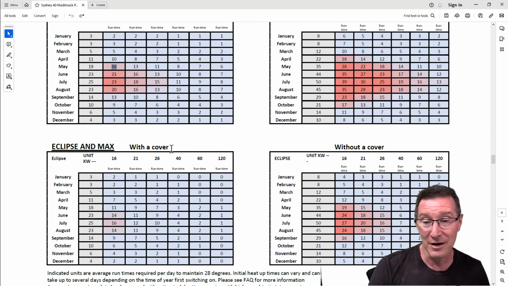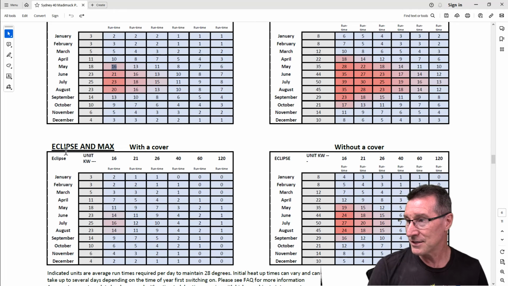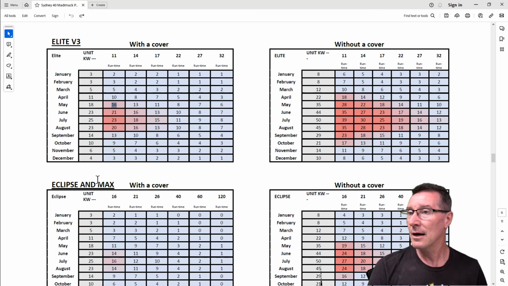So even if we went for the best, the Eclipse Max with a cover, what, a 120 kilowatt unit? Seriously? I don't get what's going on there. Anyway, we've got the 11 kilowatt unit here.